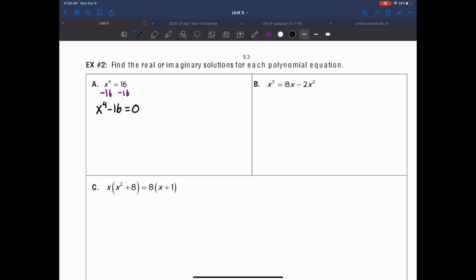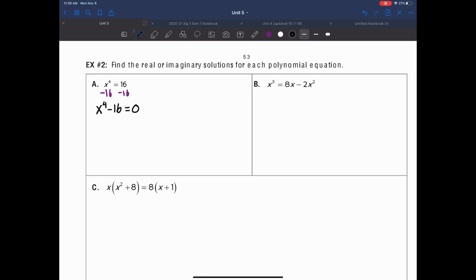And once I have this set equal to 0, I can use one of my factoring techniques to factor this out. Now, this looks very closely similar to a difference of squares because I have an even power, and then I have two terms that are being squared right here. So I'm going to use the difference of squares.